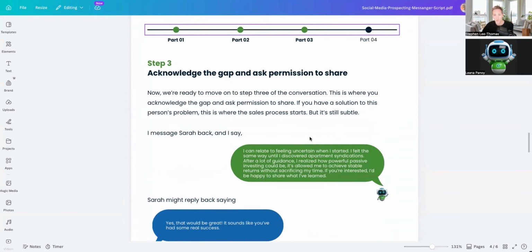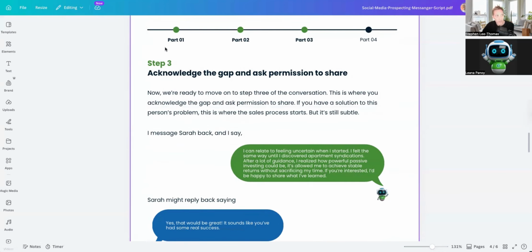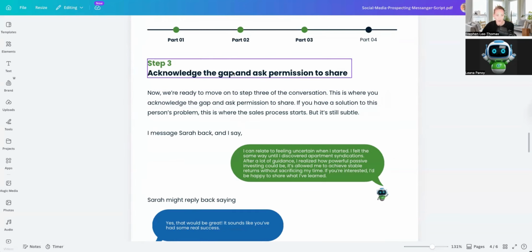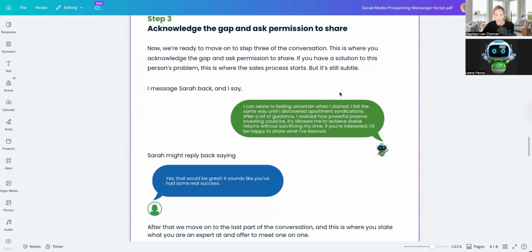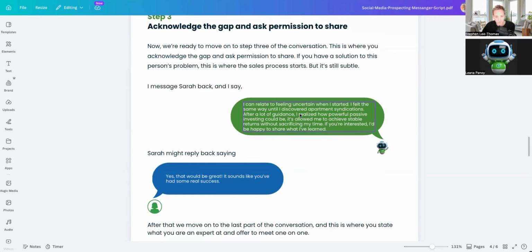So now we move on to the next part, because we've already got steps one, two, and three. We're going to move on to acknowledging the gap and asking permission to share. And I say, "Hey, I can relate to that feeling of uncertainty when I started. I felt the same way until I discovered apartment syndications. After a lot of guidance, I realized how powerful passive investing could be. It's allowed me to achieve stable returns without sacrificing my time. If you're interested, I'd be happy to share with you what I've learned."